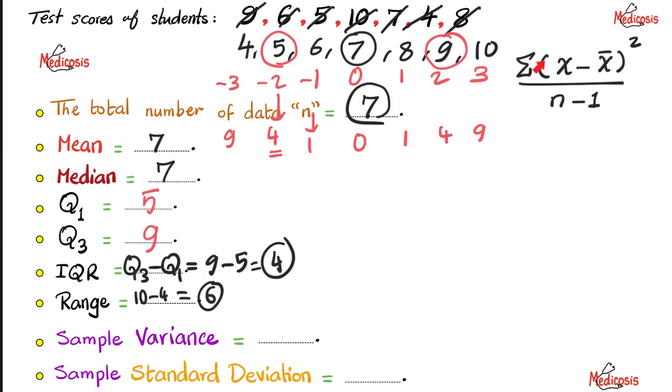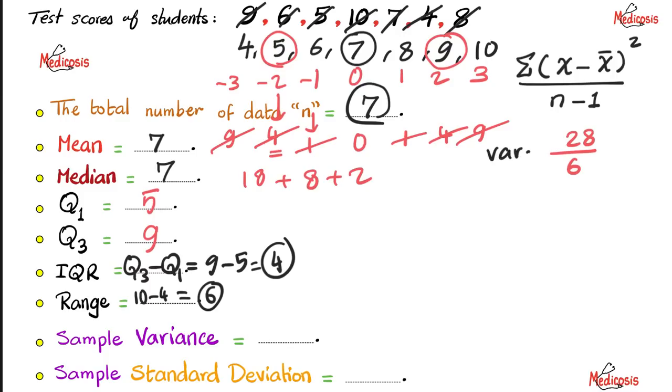Now that we have squared them, you sum them up. 9 plus 4 plus 1 plus 0 plus 1 plus 4 plus 9. 9 plus 9 is 18, 4 plus 4 is 8, and 1 plus 1 is 2, and 0 doesn't matter. 18 plus 10 is 28, so the numerator is 28. And what's the denominator, please? N is 7 minus 1 is 6. It is 28 over 6.